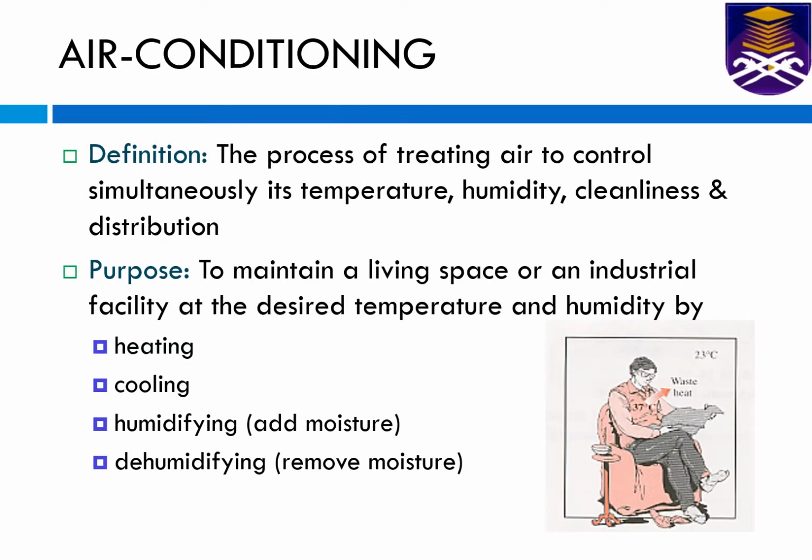The definition of the air conditioning process is the process of treating air to control simultaneously its temperature, humidity, cleanliness, and distribution. So the definition of the air conditioning process is not just about reducing or increasing the temperature, but it also involves the humidity, cleanliness, and as well the air distribution or ventilation.